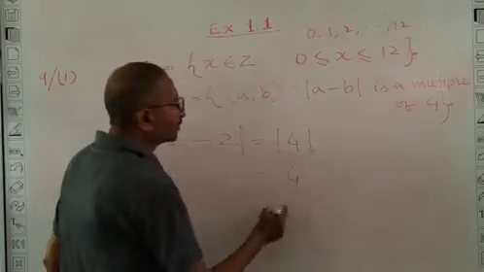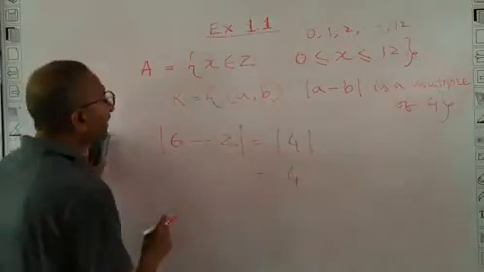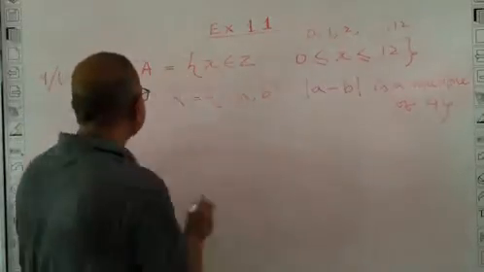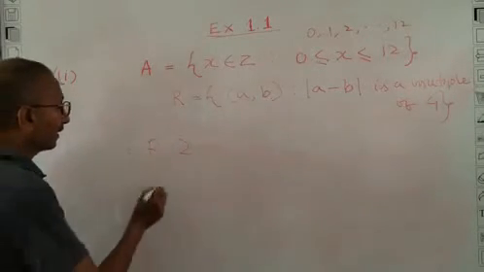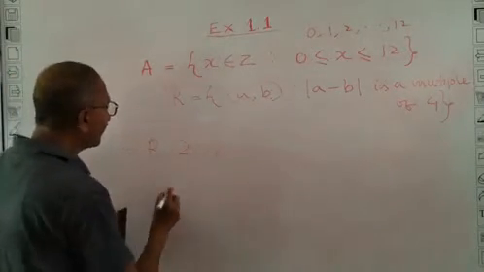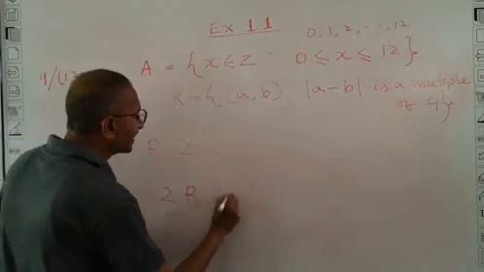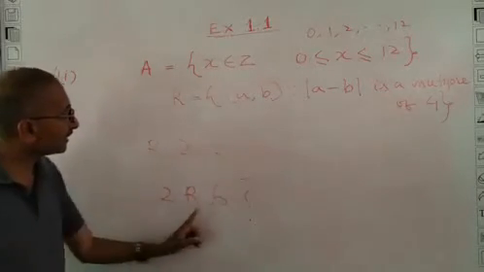So this is 4. So 4 is divisible by 4. That means 6 is related to 2. Now we'll have to think about whether 2 is related to 6. This is our question now: whether 2 is related to 6.